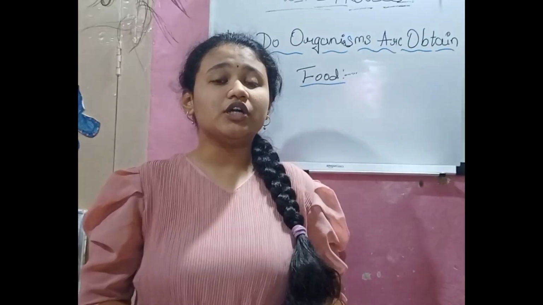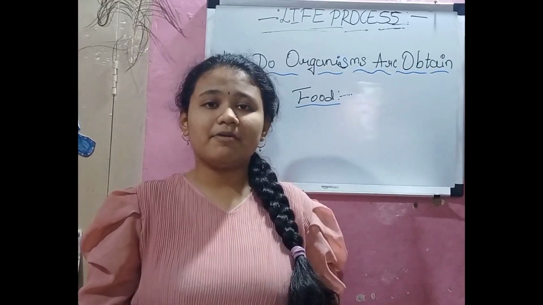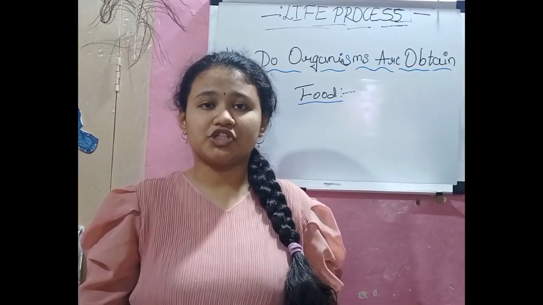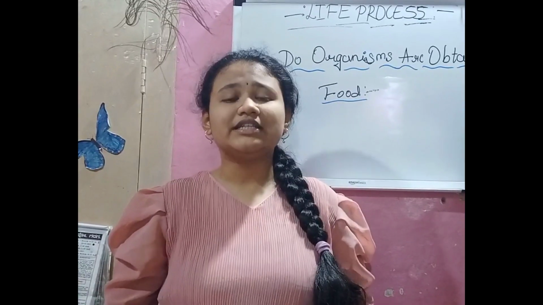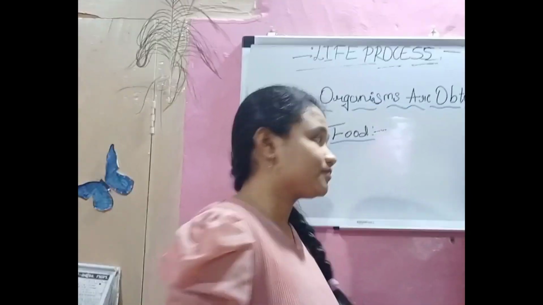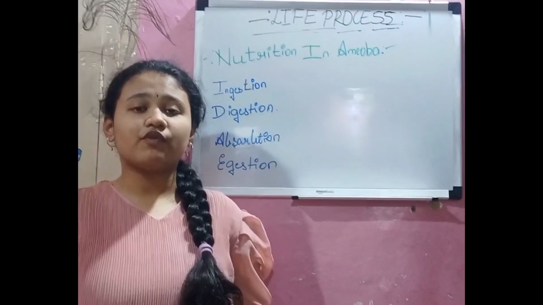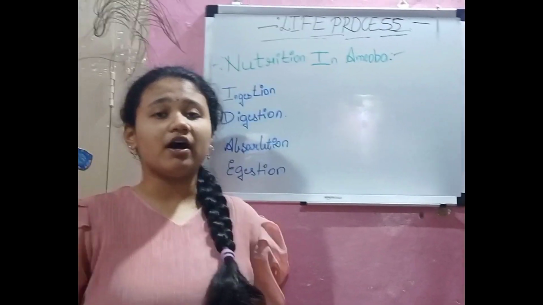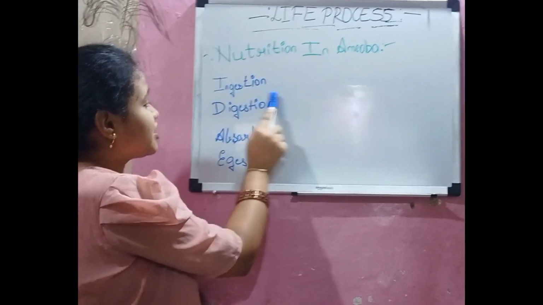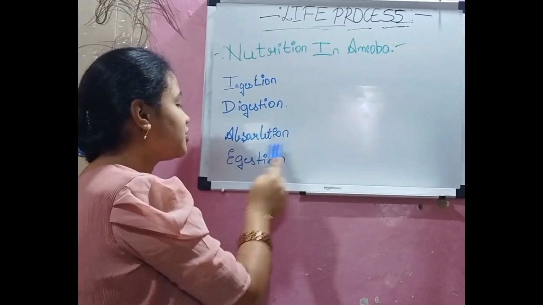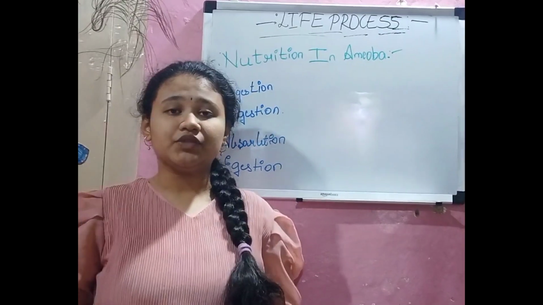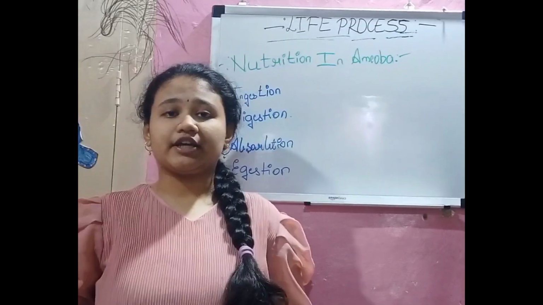Let's discuss nutrition in amoeba. Amoeba comes under holozoic nutrition. In this nutrition in amoeba, what processes take place? Let's see. The steps involved in the nutrition in amoeba are ingestion, digestion, absorption, and egestion. Let's learn one by one with the diagram.